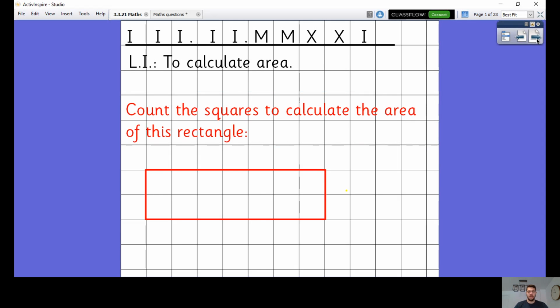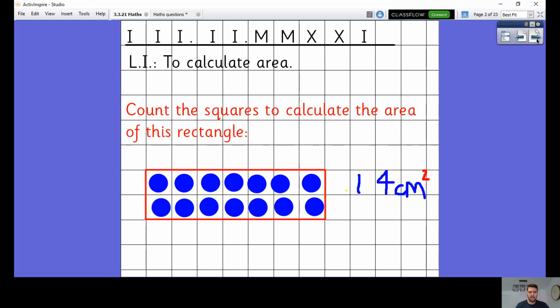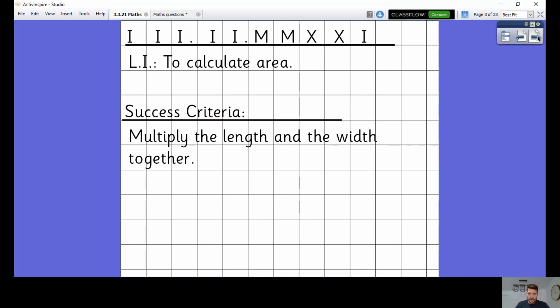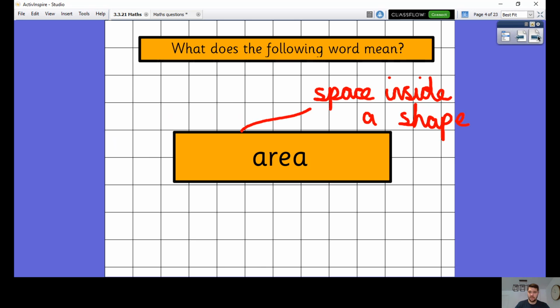We'll see. So can you begin by counting the squares in the rectangle to calculate the area of the regular shape there? Hopefully you had an answer of 14, so 14 centimeters squared. Today we're not going to be counting squares, we're going to be multiplying the length and the width together. As we know, area is the space occupied inside a shape.